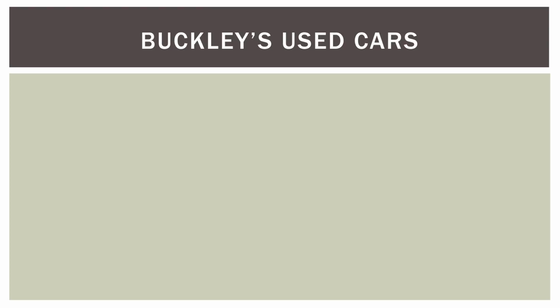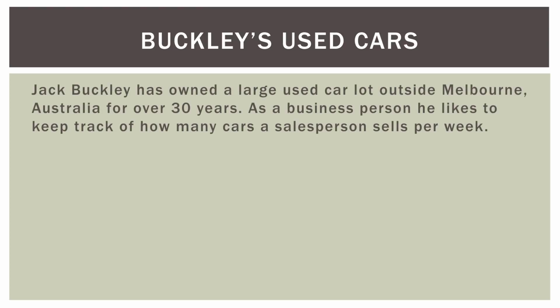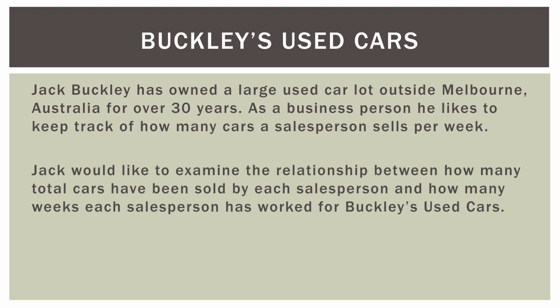So here is our new example, Buckley's Used Cars. Jack Buckley has owned a large used car lot outside of Melbourne, Australia for over 30 years. As a business person, he likes to keep track of how many cars a salesperson sells per week. So Jack would like to examine the relationship between how many total cars have been sold by each salesperson and how many weeks each salesperson has worked for Buckley's Used Cars. Basically, Jack Buckley wants to create a model where he looks at how long someone has worked for the company and then how many cars they sold over their time there.